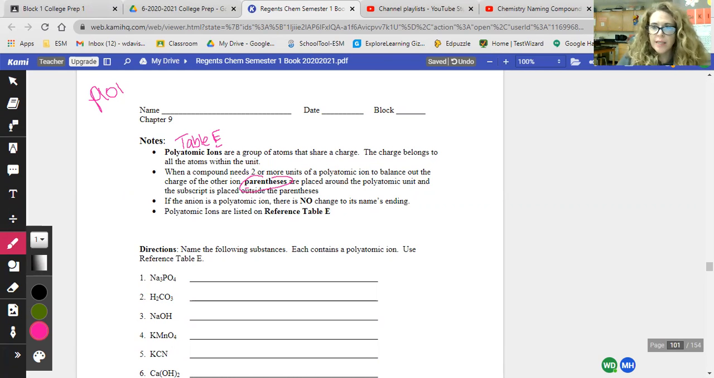We do not change the endings to "ide," right? "Ide" is only going to go with nonmetals that are elements only, when we change the name to "ide."